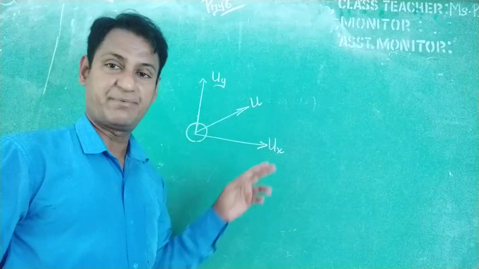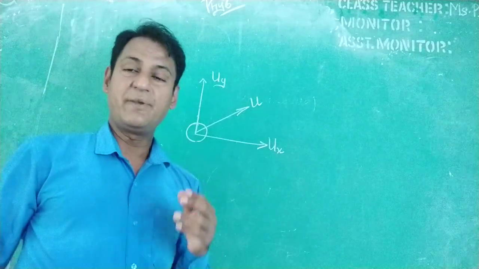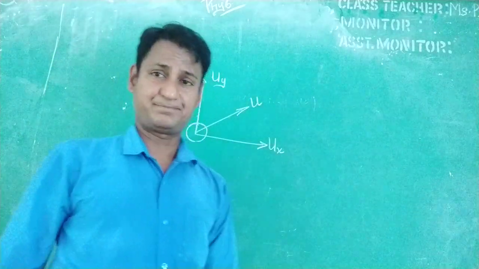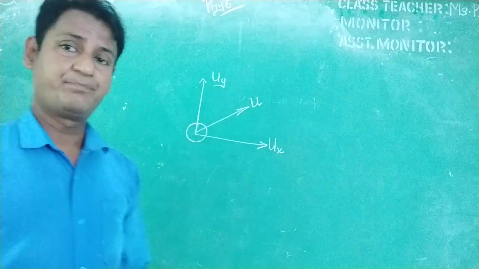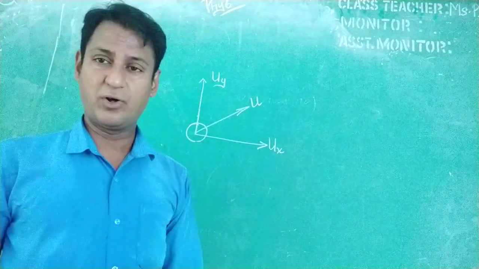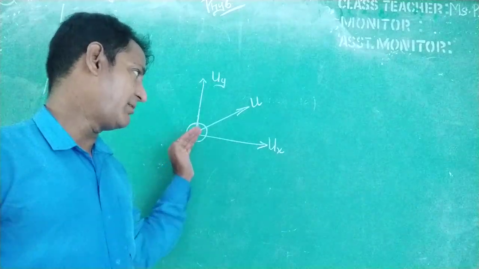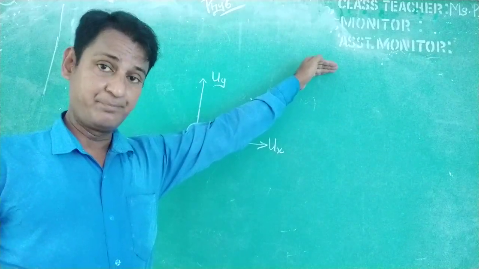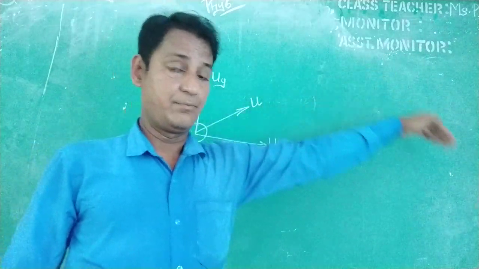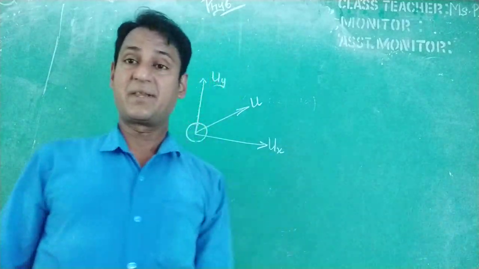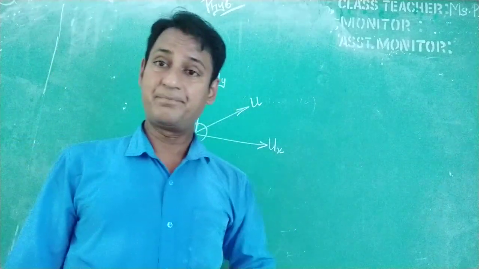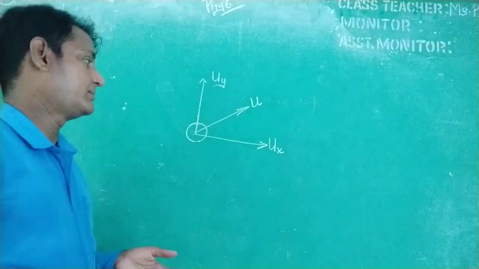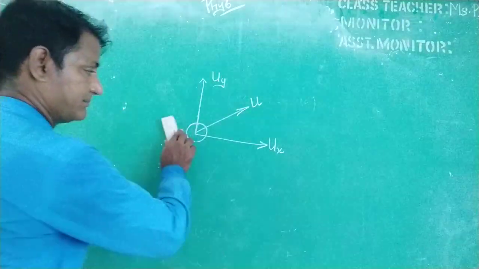The horizontal component of velocity, u suffix x, will always stay the same at different points of the parabolic path. But the velocity u suffix y will keep changing. From the ground level to the maximum height it will be decreasing, and at maximum height it will be 0. Whenever the projectile is falling towards the earth, uy will be increasing, towards the earth because of gravity, right? So now let us look at the diagram.